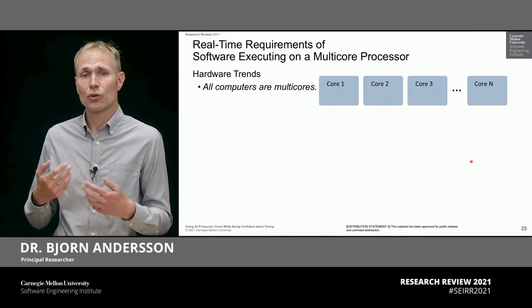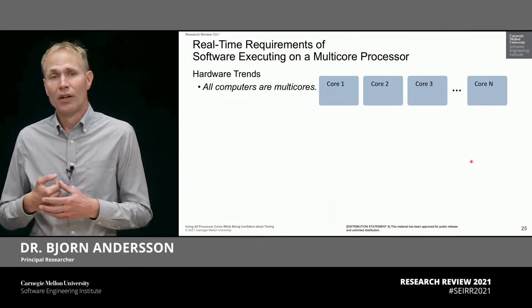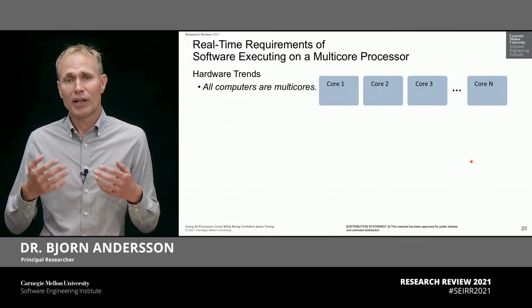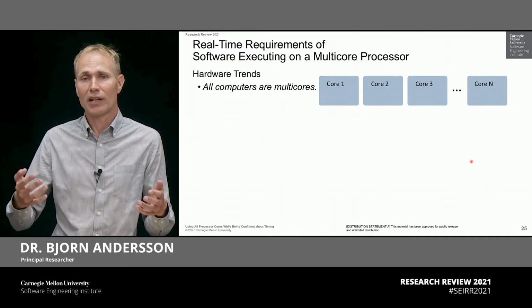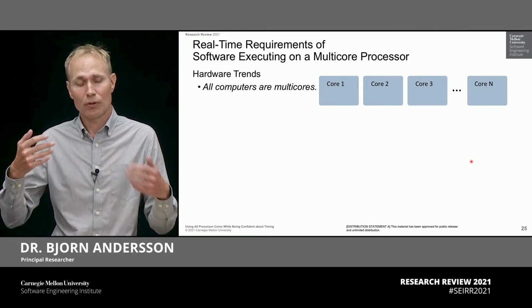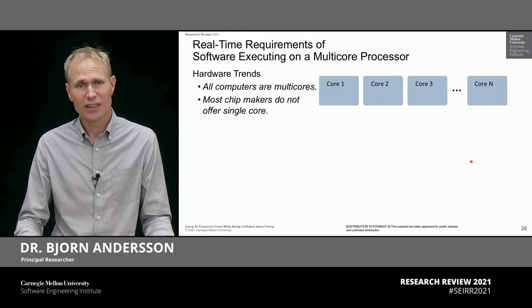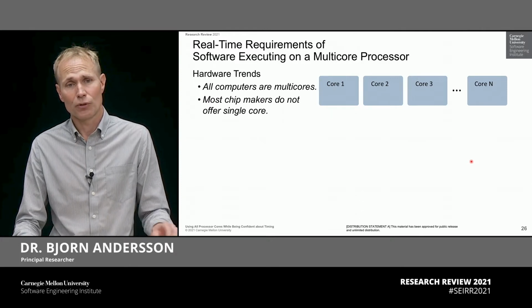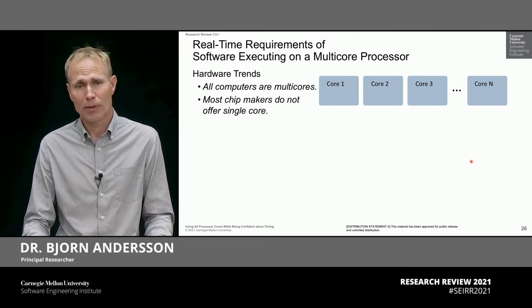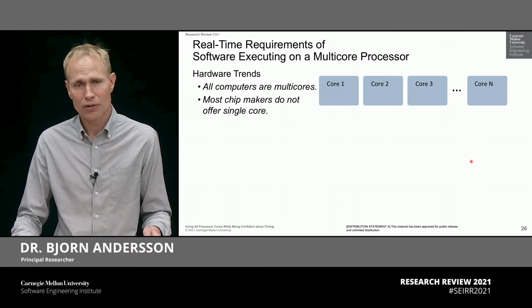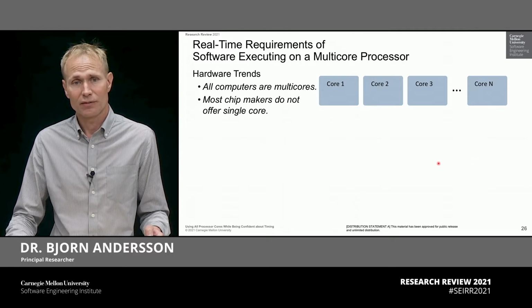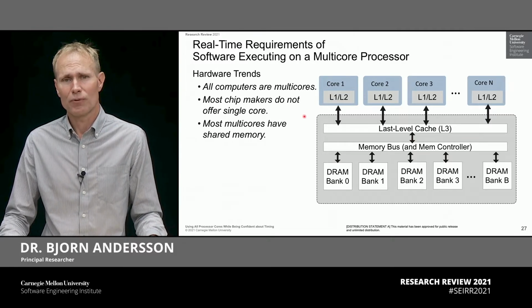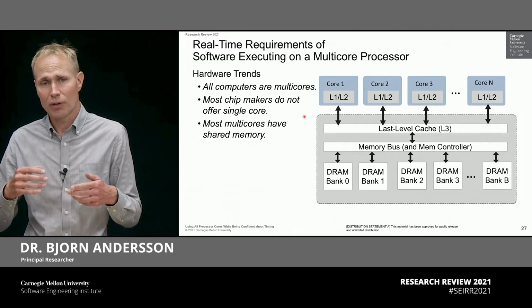So today, almost all computers are multi-core processors. A multi-core processor is a chip with many processor cores, so you can have true parallelism; you can execute many programs simultaneously. Today, it's offered by almost all chip makers, and it's hard to even buy single core processors these days. There are different types of multi-core processors, but the common one is the one with shared memory.